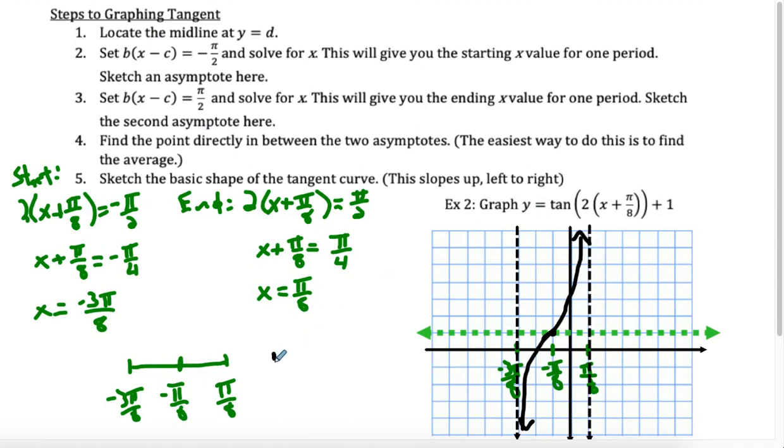Similarly here, the period would be pi divided by b. Well, that would just be pi divided by 2. So the period is pi over 2, and that is the distance from my starting point to my ending point.